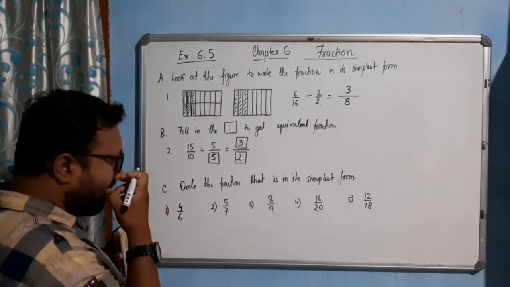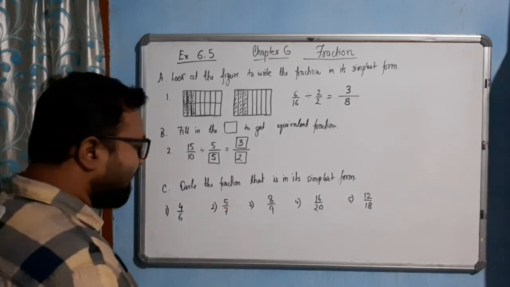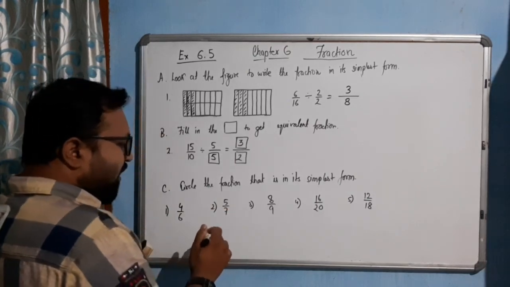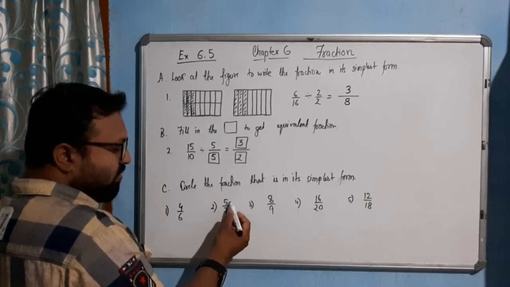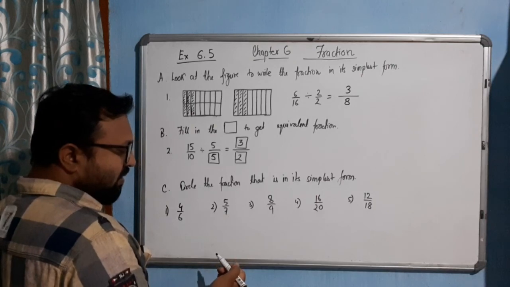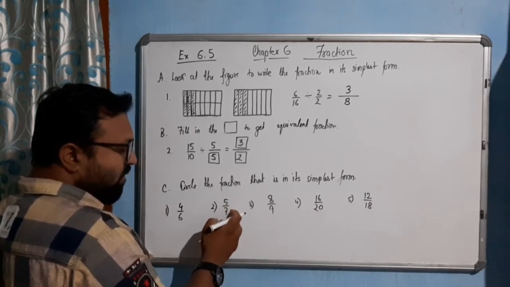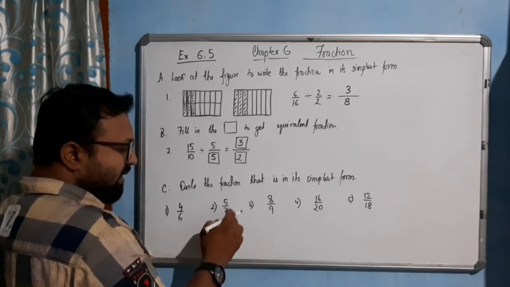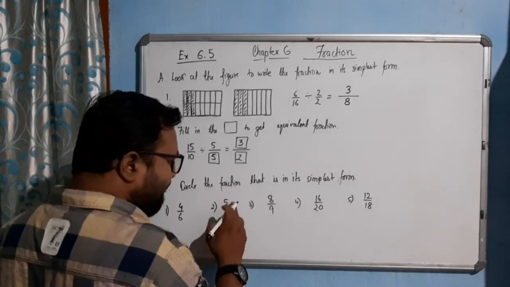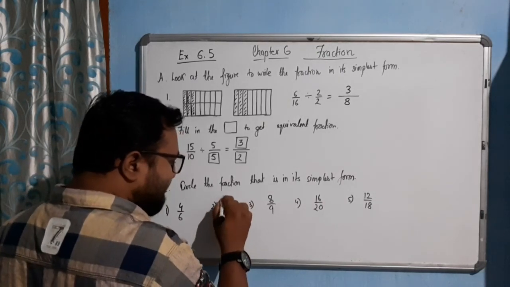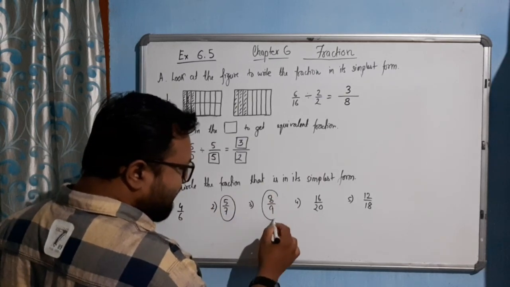Now this one, 5 by 7. If you look here, only by 1 you can divide these two, the numerator and the denominator. By any other number you won't be able to divide. By 2 you won't be able to divide it, by 3 also, by 6 also, by 7 also. Ultimately you will divide it by only 1. So this is in the simplest form. Is that clear? Here also 8 by 9, this also is in the simplest form.